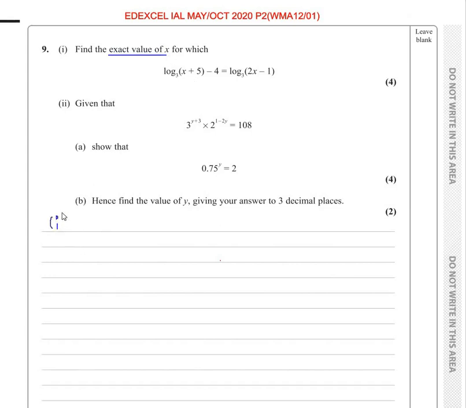What I'm going to do is just rearrange this equation. I'll get the log terms on one side and the constant term on the other side. So I'm going to write it as log of x plus 5 to the base 3 minus log of 2x minus 1 to the base 3 is equal to 4.